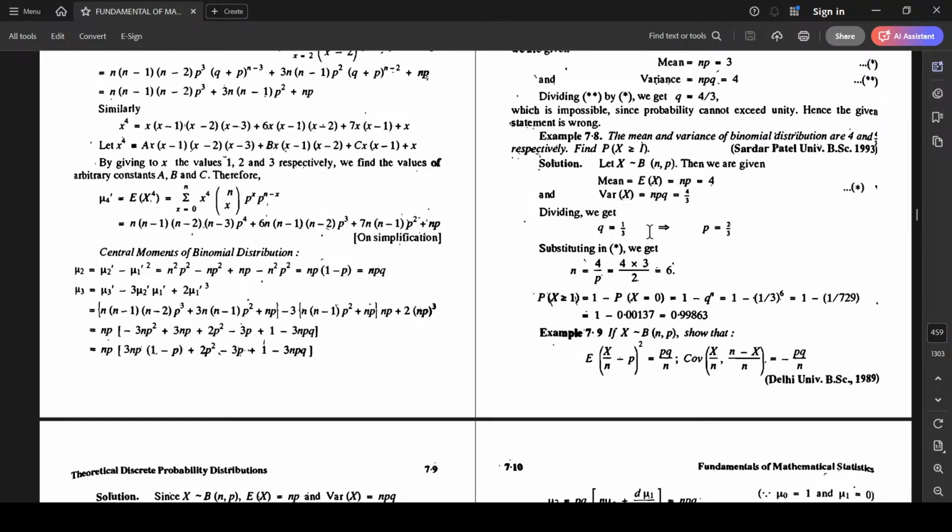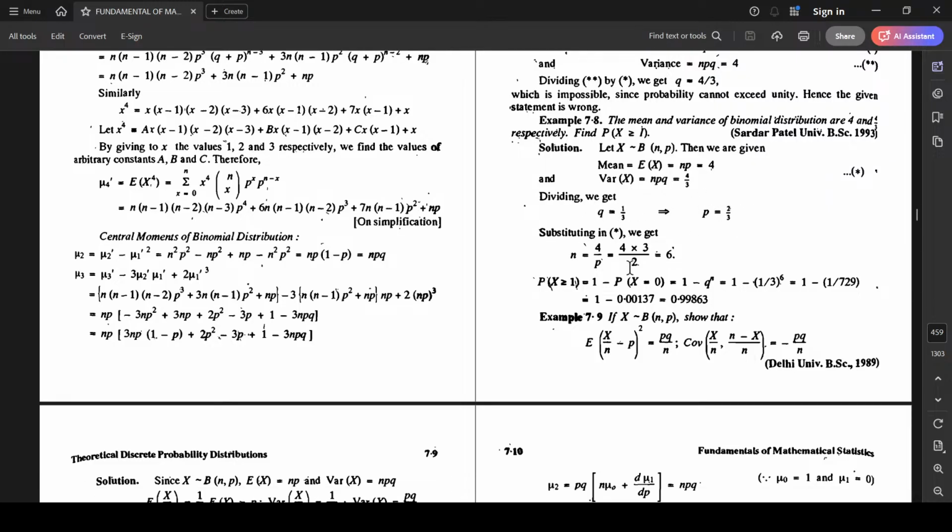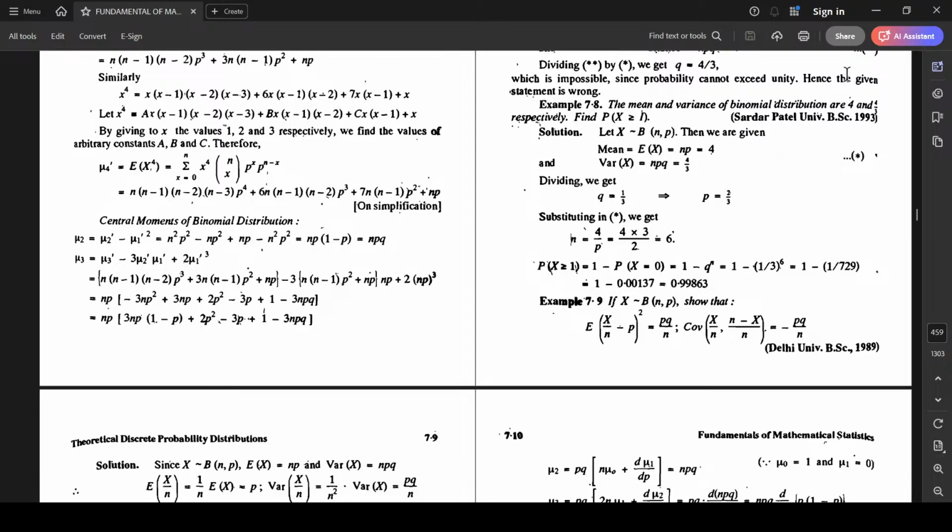Dividing, we'll get the value of q, that I've already told you, 1 by 3, and p will be 1 minus q, that is 2 by 3. Now we have got the value of p and q. Substituting these values in the formula, n is equal to, transposing this, 4 by p, that is 4 by 2 by 3. This will cancel out and it will be 2 into 3, 6. So this is the value of n. Now you can find the probability.